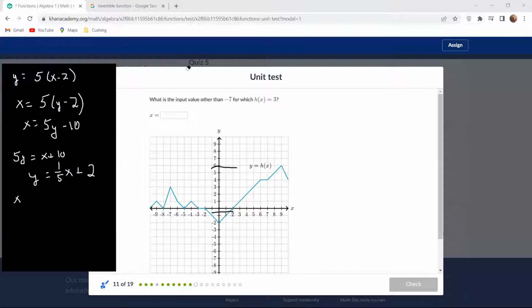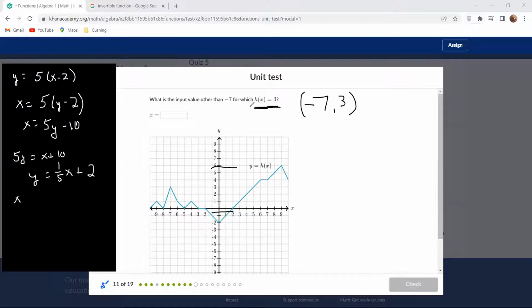Okay, so this one says, what is the input value other than -7 for which h of x is 3? So for the input -7, the output is 3. That means there's a point (-7, 3). So let's check that on the graph. -7, 3. That's okay, cool.